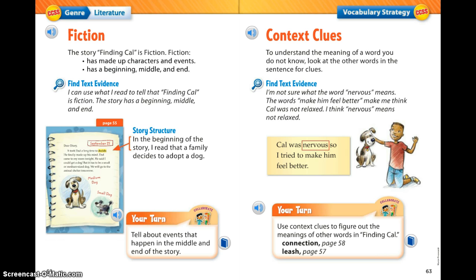Now let's learn a very useful skill, a vocabulary strategy called context clues. To understand the meaning of a word you do not know, look at the other words in the sentence for clues.